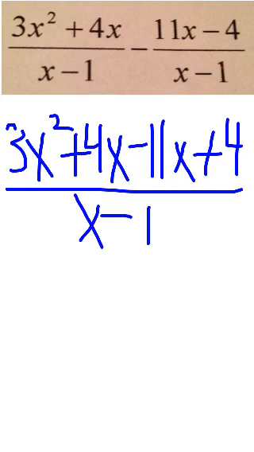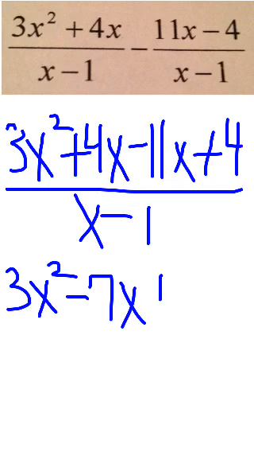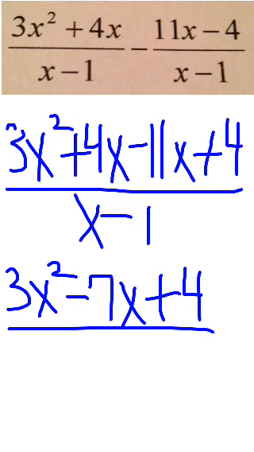In the numerator, combine your like terms. So we have 3x squared minus 7x plus 4 over x minus 1. If you have a trinomial left over, always see if you can factor it. Actually, the numerator can be factored, so let's go through the steps to factoring a trinomial.